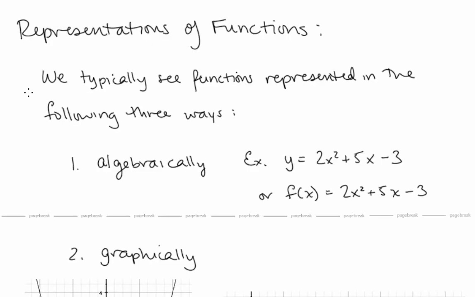We typically see functions represented in the following three ways. The most common way is algebraically. We're usually given a formula, y is a function of x. For example, y equals 2x squared plus 5x minus 3, or if we want to specify that this relationship is a function, instead of writing y, usually we see f of x is equal to 2x squared plus 5x minus 3. And so that's the algebraic notation for a function.